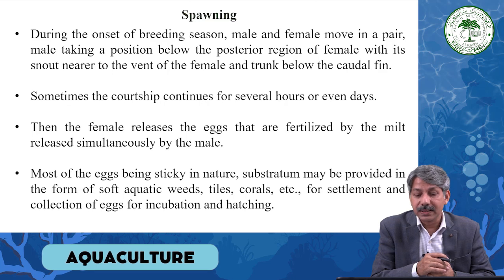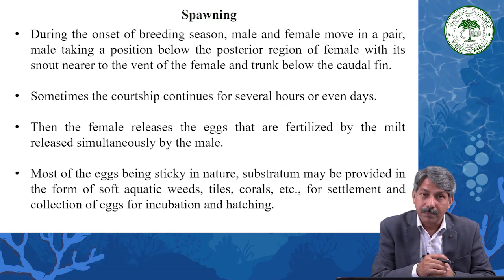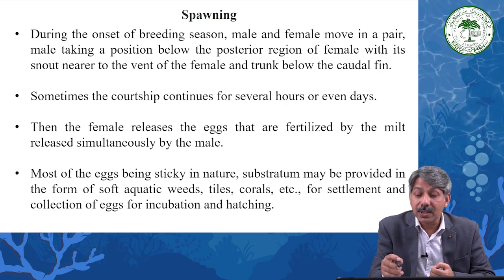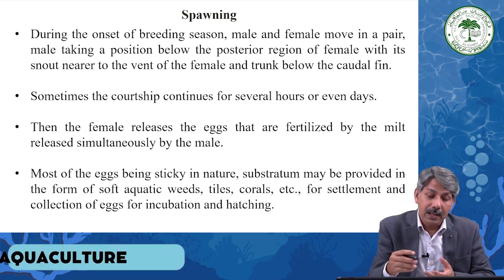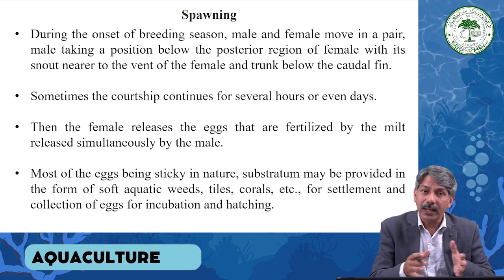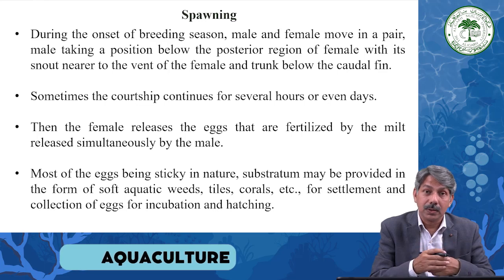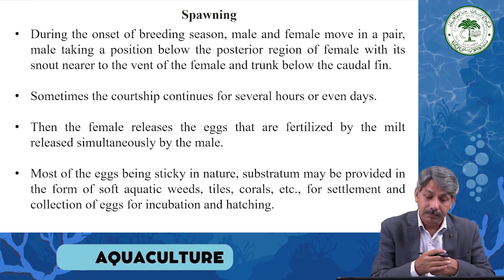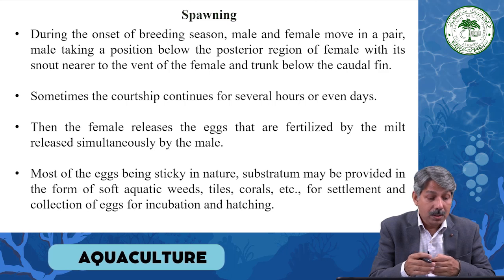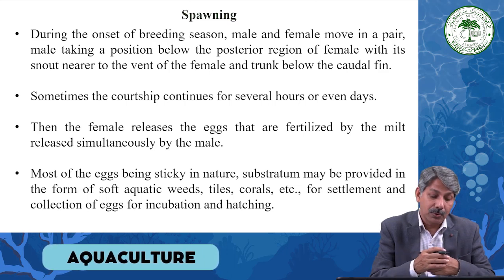During the onset of breeding season, male and female move in a pair. Male taking a position below the posterior region of a female with its snout nearer to the vent of the female and trunk below the caudal fin. Sometimes this courtship continues for several hours or even days. There are many researchers who have videographed the entire courtship behavior or entire spawning behavior, and you can have a look if you get the information on the internet. So the pairs show such kind of courtship behavior.